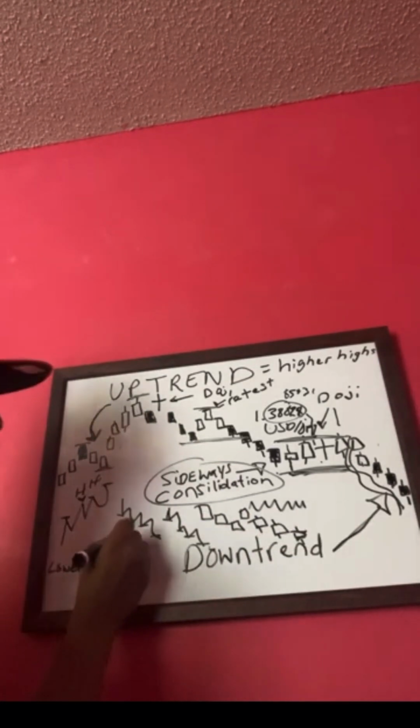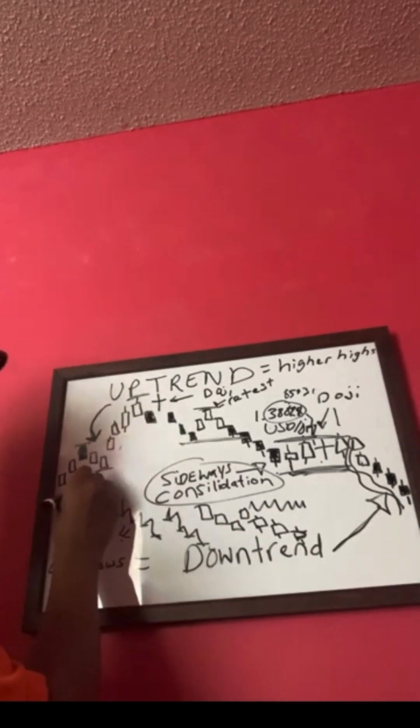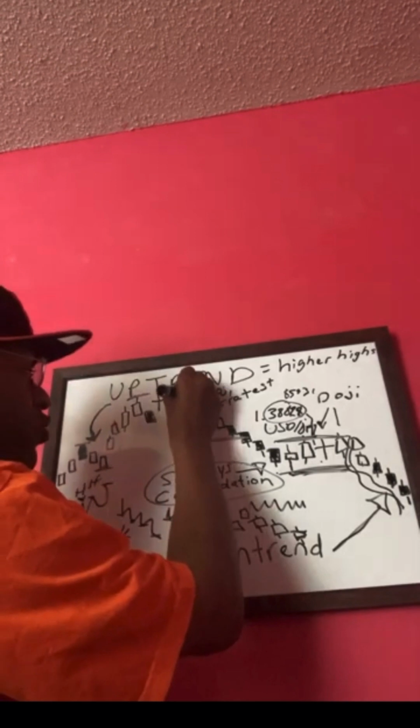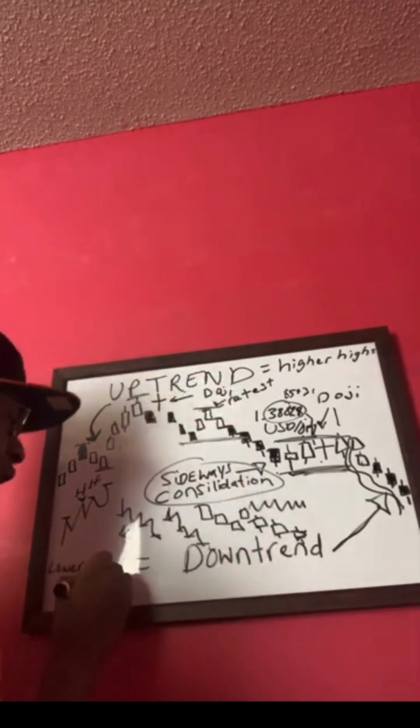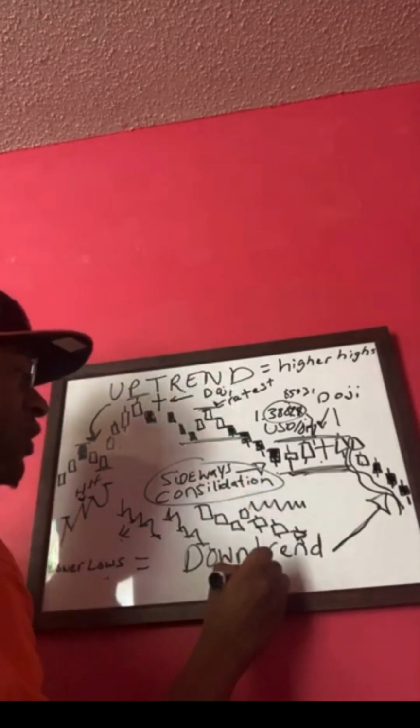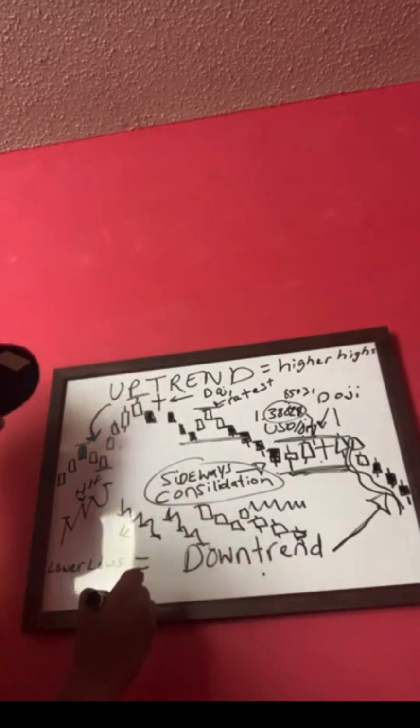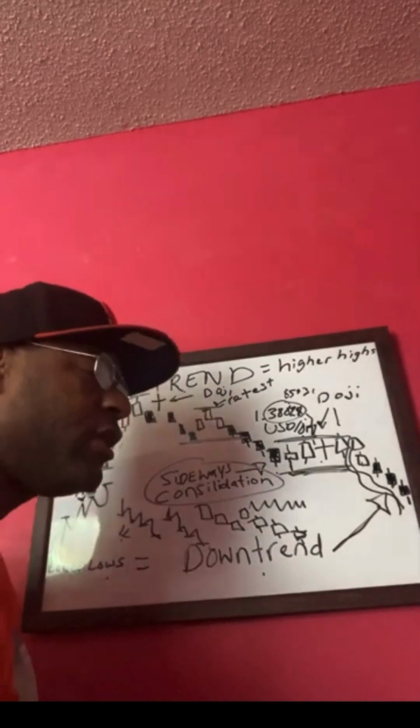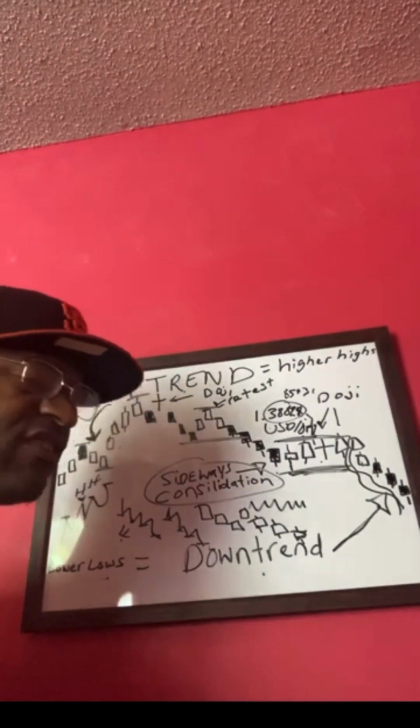Higher highs, lower lows. Higher highs are associated with the uptrend. Lower lows are associated with the downtrend. Whenever you see higher highs, that's typically an uptrend, and vice versa.